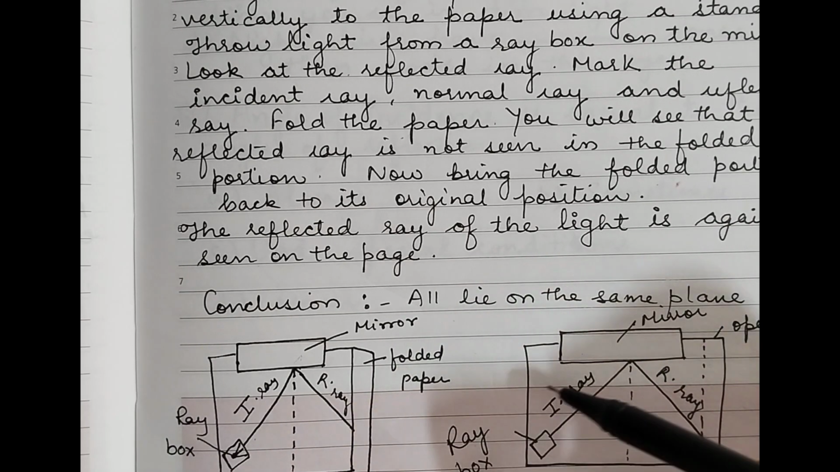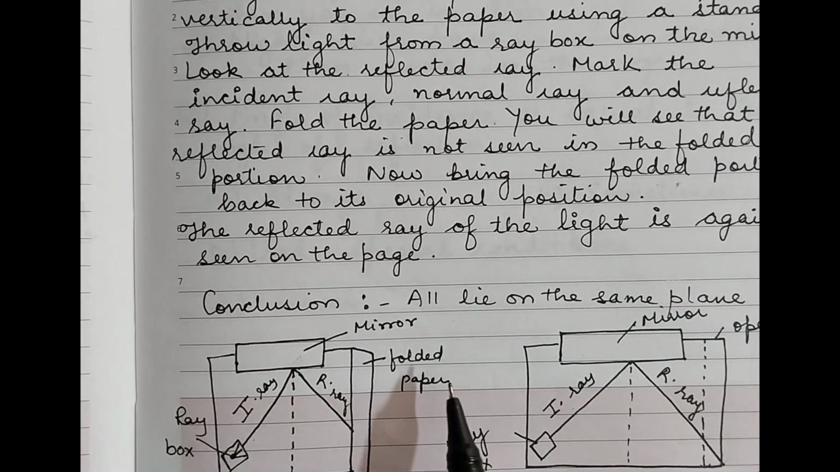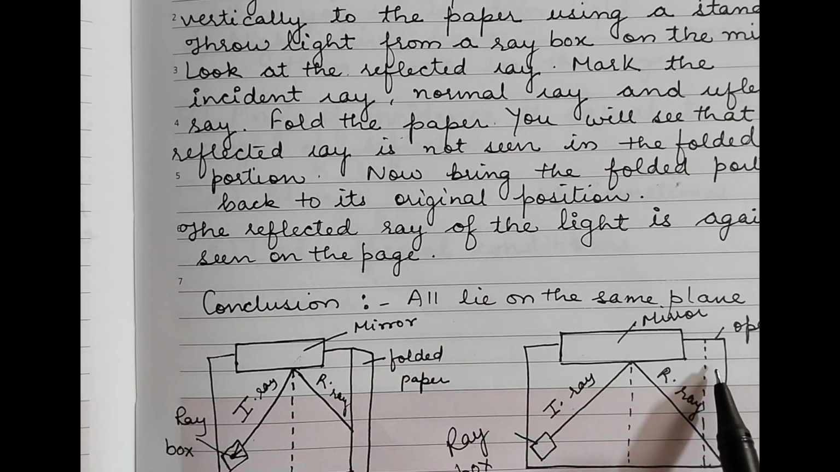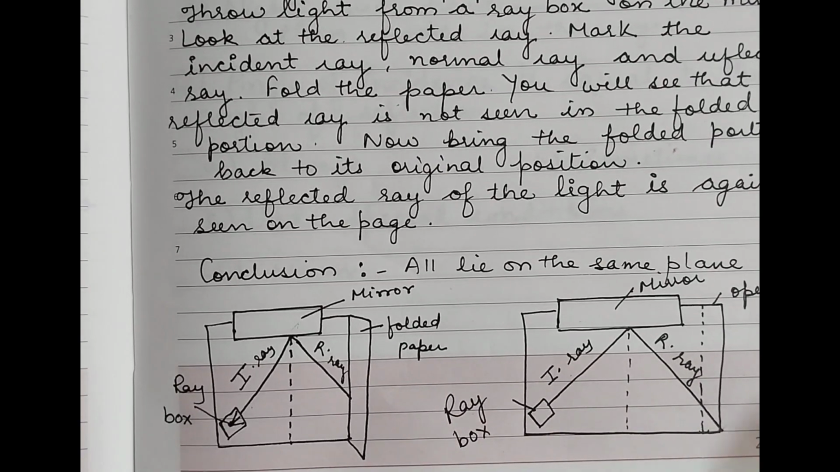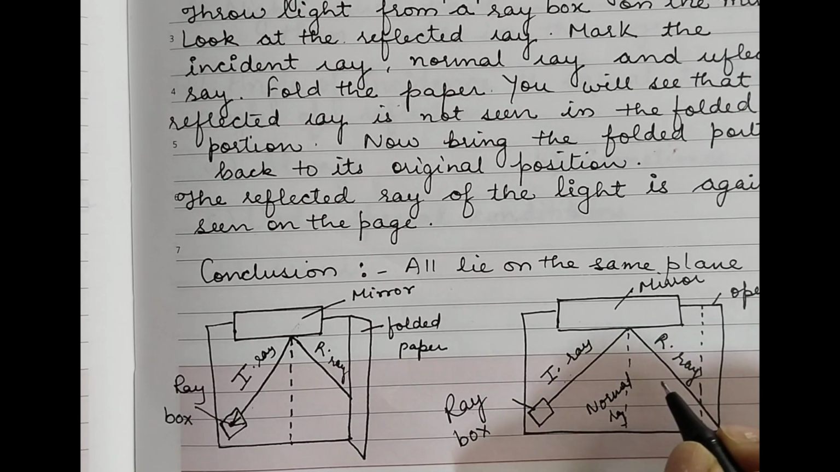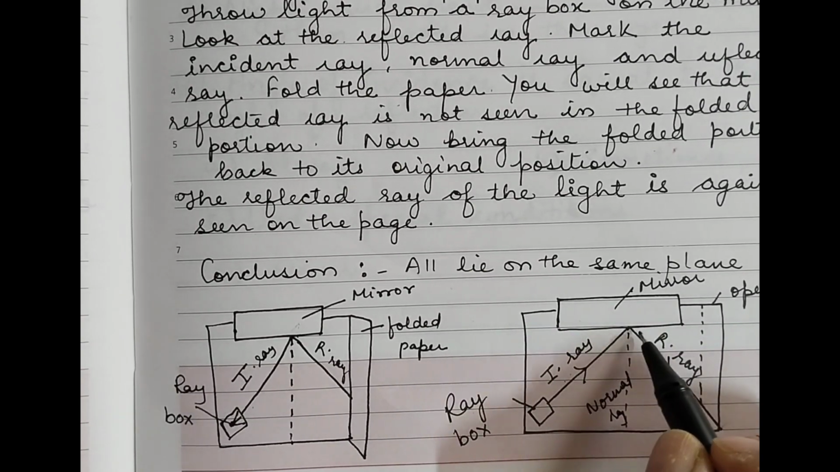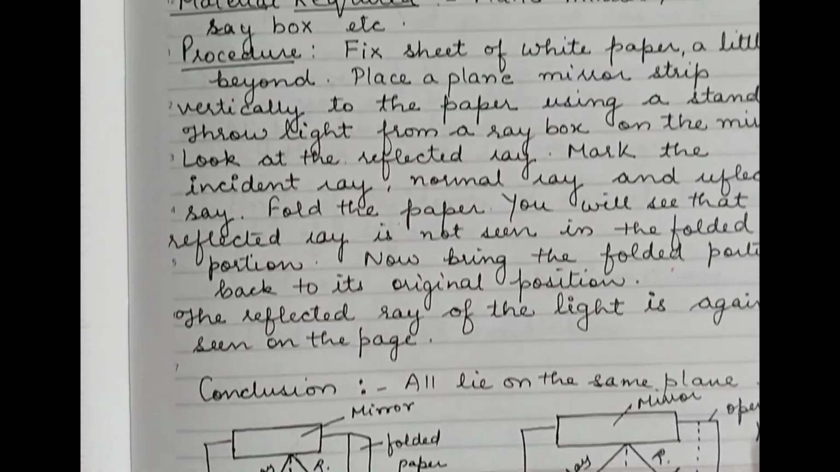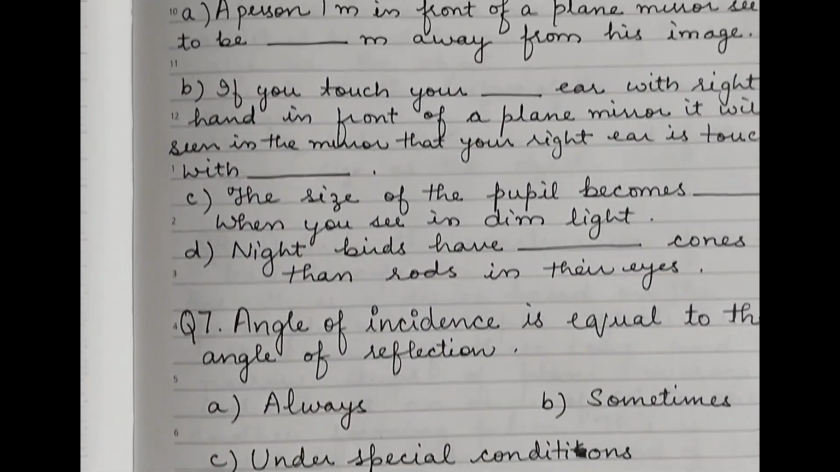Clear? Now, in the second diagram, look, when we bring the folded portion back to its original position like this, the reflected ray of the light is again seen on the page. This shows that all these three, what is the conclusion? All these three, incident ray, this one is a normal ray, and a reflected ray, they all lie on the same plane. This is your activity. Next question is, fill in the blanks.